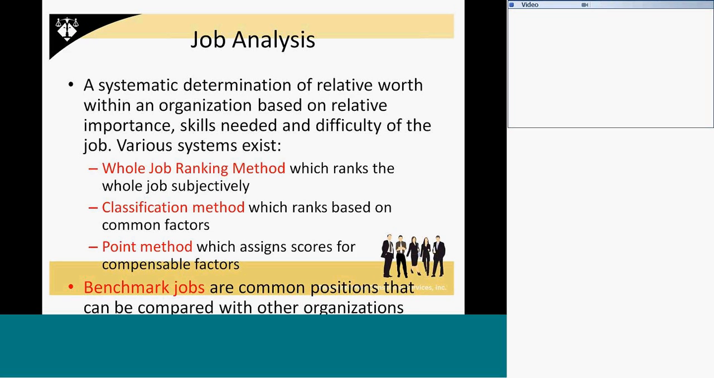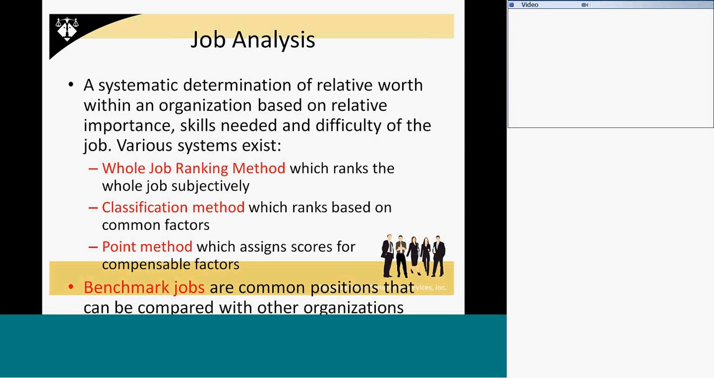an environment? A point method takes that one step further and actually assigns points to each of the factors. So the goal there is you take the classification factors and you take a job description or information from an interview and you actually score jobs, and the resulting point totals are used to rank jobs from high to low. And obviously, as you rank jobs from high to low, the pay assigned to each job goes from high to low as well. Benchmark jobs are jobs that are common enough that they can be compared with other organizations.